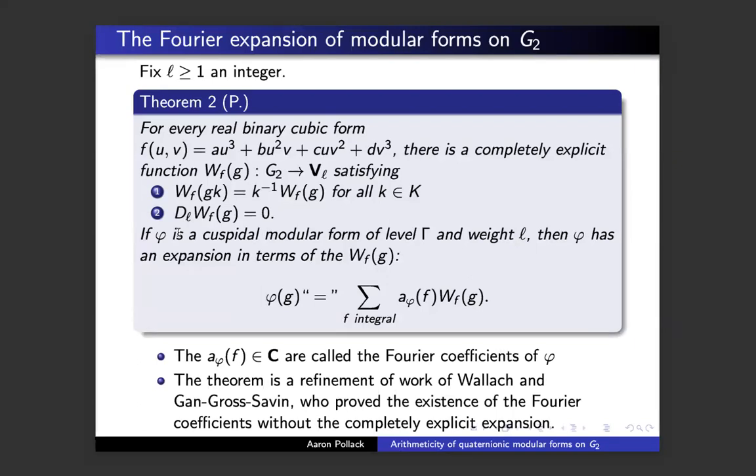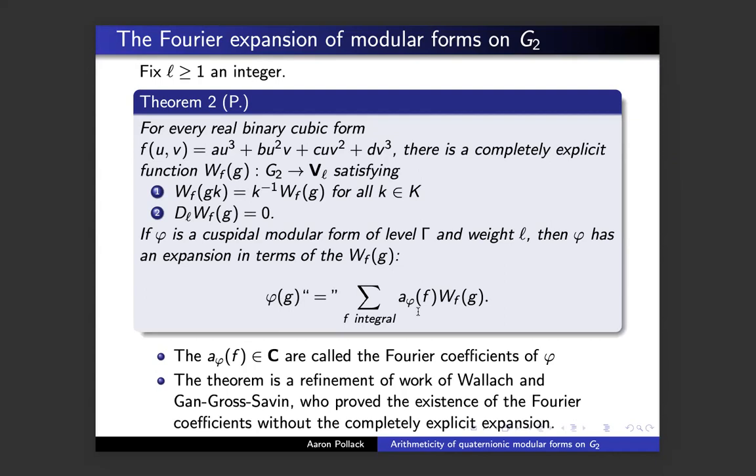can expand more or less phi in terms of these functions WF. So phi of G is, roughly speaking, not exactly equal to, but roughly equal to an infinite linear combination of these functions WF, where you're summing over f that are integral binary cubic forms, A, B, C, D are integers, and the a phi of f's are complex numbers. So phi of G is an infinite linear combination of these WFs, and the a phi of f's are what I call the Fourier coefficients of phi.